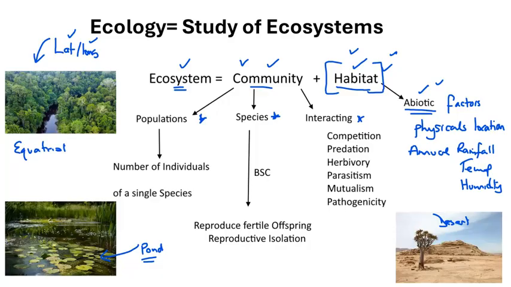Now, the word community is divisible into three components. And when you see the word ecosystem, one should always translate that into a community plus the habitat. So we've dealt with habitat. But what does community mean? Well, a community is made up of different species. Now, there are many different ways to define species, but here we're going to be using the BSC, which is called the biological species concept.